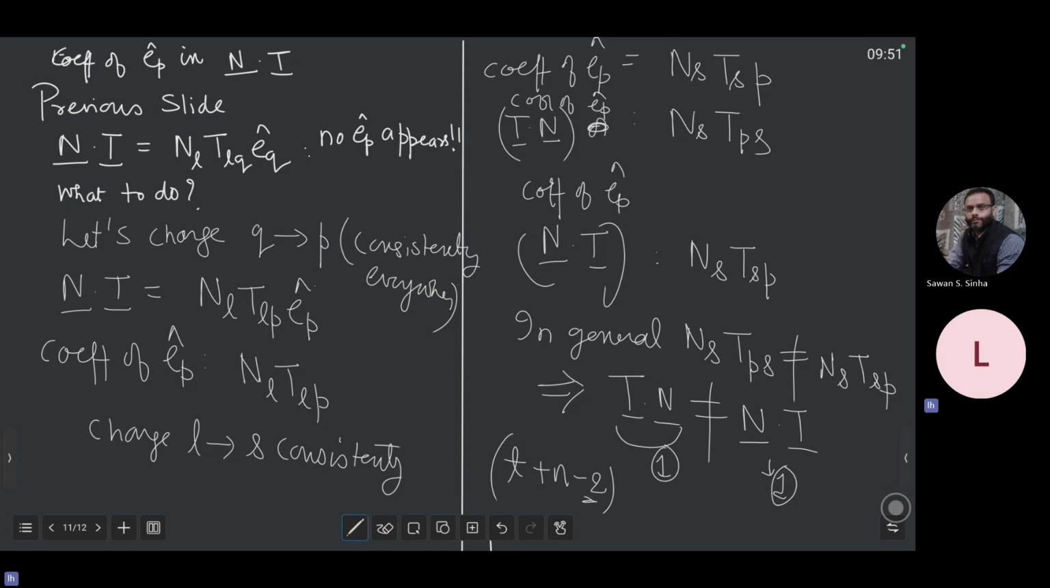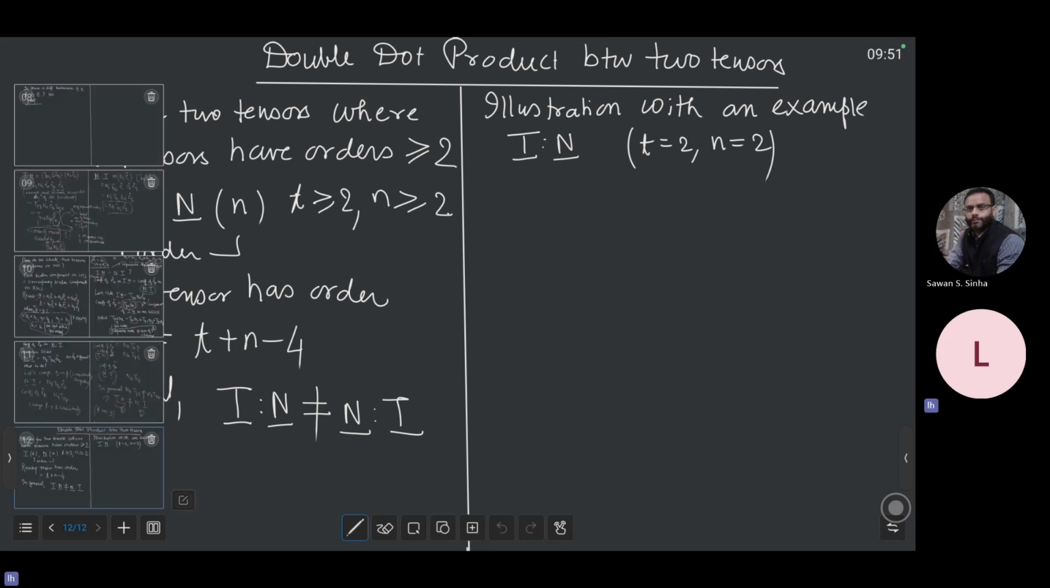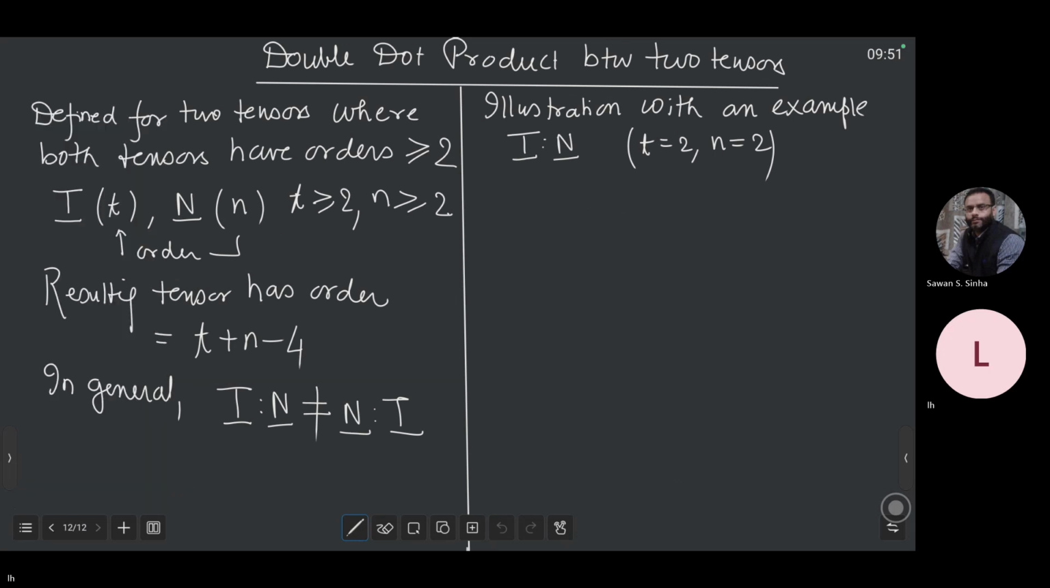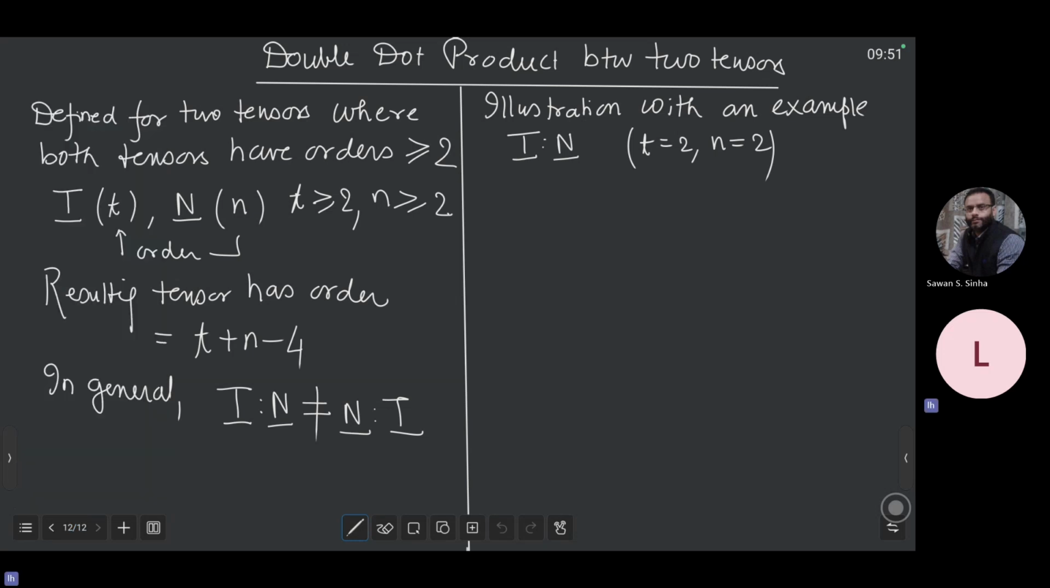I'll take 2 minutes more and then I'll let you go. Double dot product. First idea. Planning is okay. Now let's talk about double dot product. Double dot product is defined for two tensors where both tensors have to be of order greater than or equal to 2. Only then will the double dot product be defined, and it will become clear when I give the definition why both participating tensors need to be at least second order tensors.